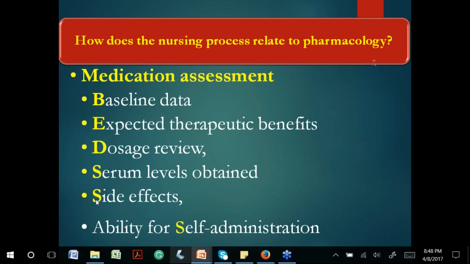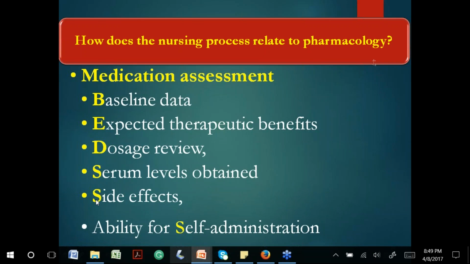You need to check the side effects. Side effects are very important because, for example, you can have low blood pressure if you have hypertension. So you have low blood pressure.